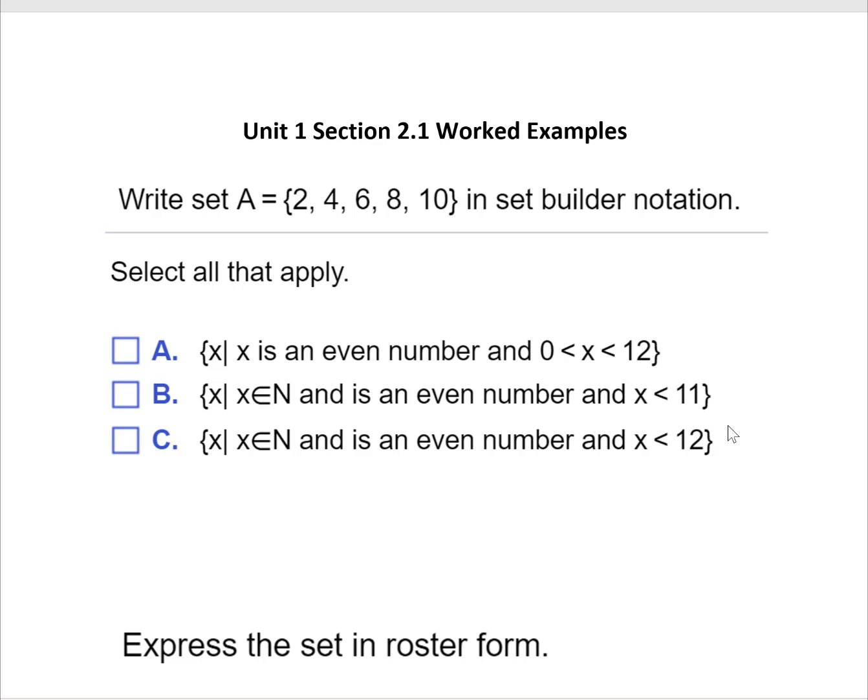So the first one says x, such that x is an even number and it's between 0 and 12, not including 0 and 12. And that would apply here because we know natural numbers start at 1, and we know that this set stops at 10, so this would be a correct answer.